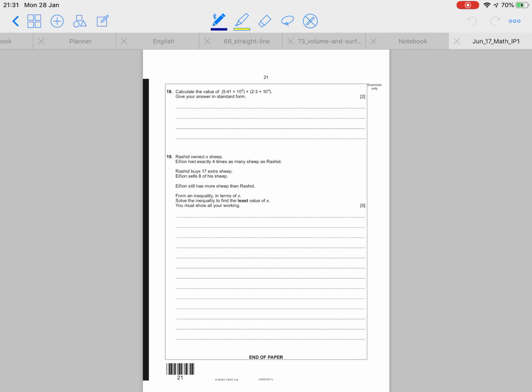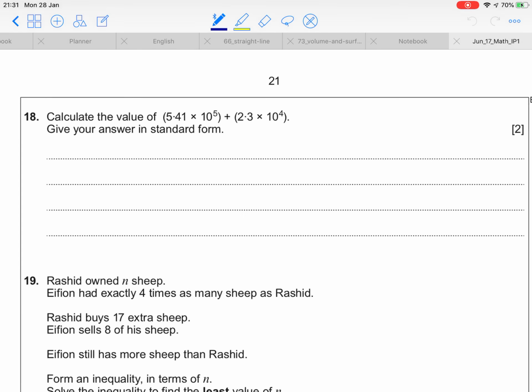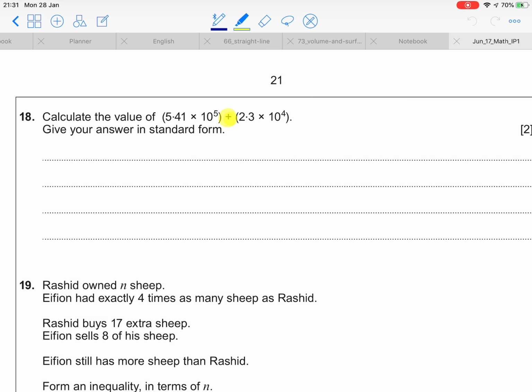Question 18 and question 19 to finish the paper. Question 18, calculate the value of, and this is standard form, but it's an addition. The best way to deal with an addition of standard form is to write the numbers out in ordinary form, line up the place value, and then change it back.